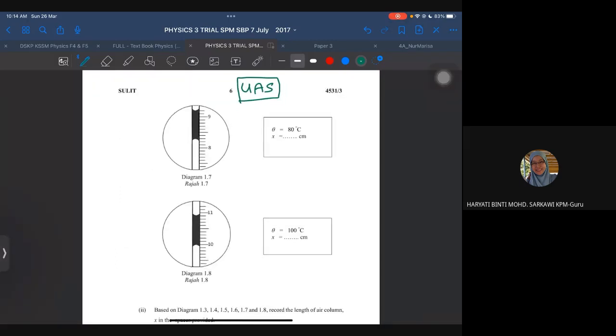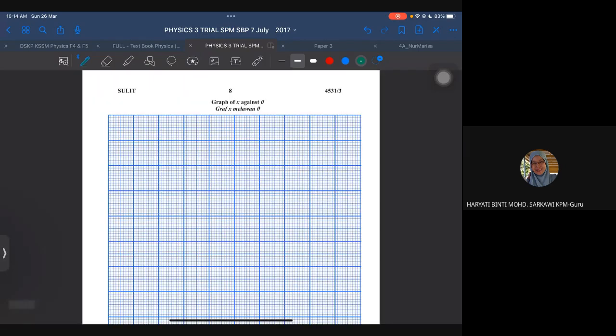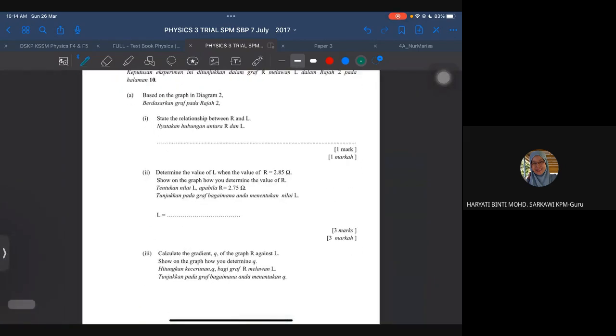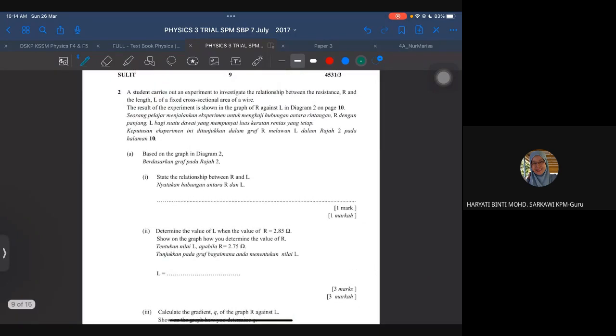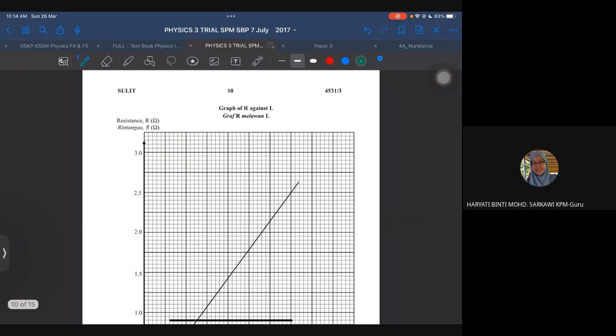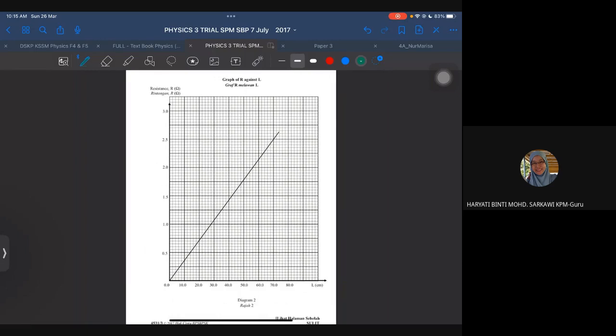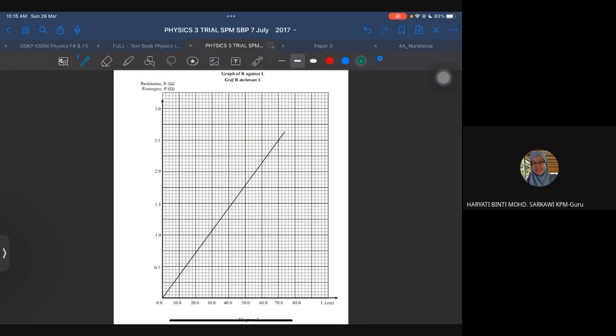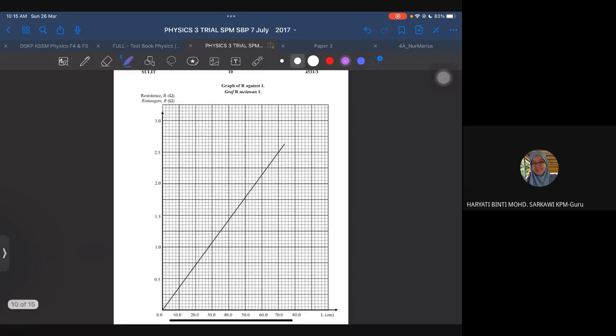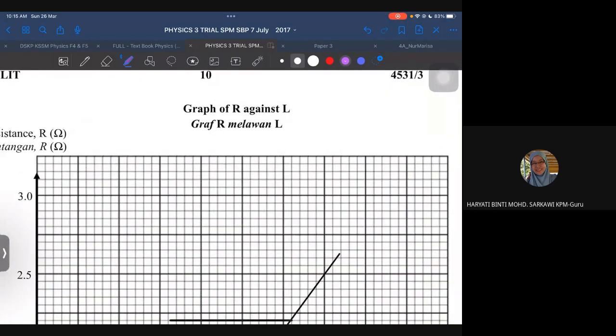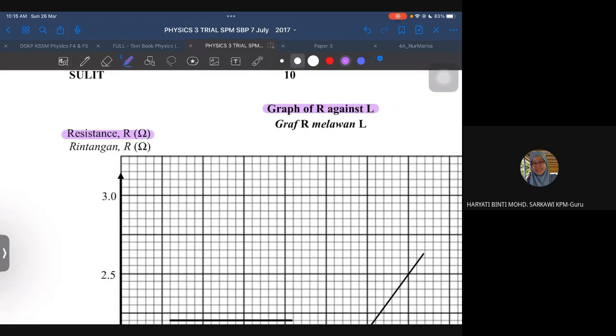Come, look at this. This is actually the practical theory. So let's say this is the data or the graph that is already plotted. Although this is not in the Form 4 syllabus, this is Form 5 syllabus, you can already determine the gradient to analyze the graph. You see, look at this. This is a graph of R against L. R is resistance, L is the length.